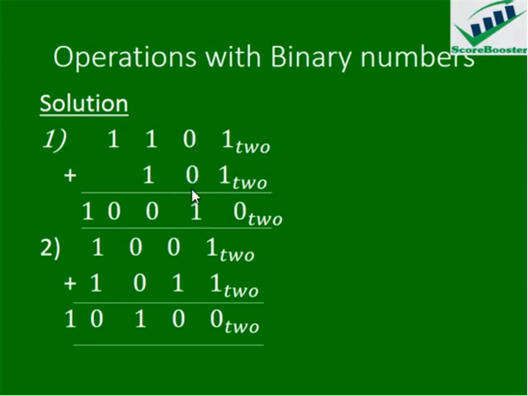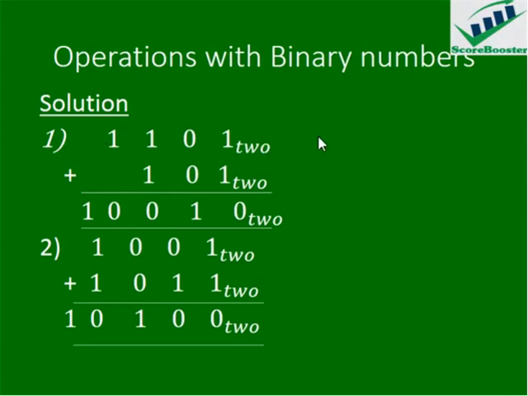You write the 1. 1 plus 1 is 10. That's 0, you carry 1. 1 plus 1, 10, plus 0 is still 10. So you write 0, carry 1. There's nothing here. So that's the one you carried will be here. 1 plus 0, which is 1. That is why we have 10010 base 2.